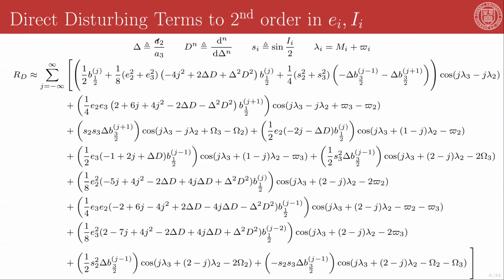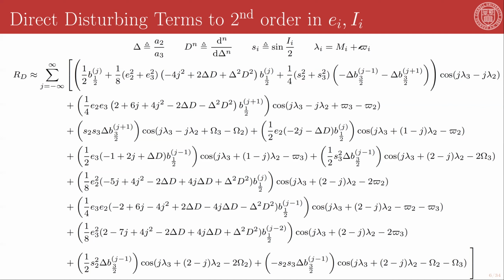We will define the ratio of the semi-major axis, that a2 over a3 term that keeps popping up, as quantity delta. For notational shorthand, we define the operator D to the n as the nth derivative in this ratio delta. We will define s sub i as the sine of half of the inclination of body i. And finally, we will be using the mean longitudes of the bodies, these lambda sub i terms, which are defined as the mean anomalies of the bodies plus their longitudes of periapsis.